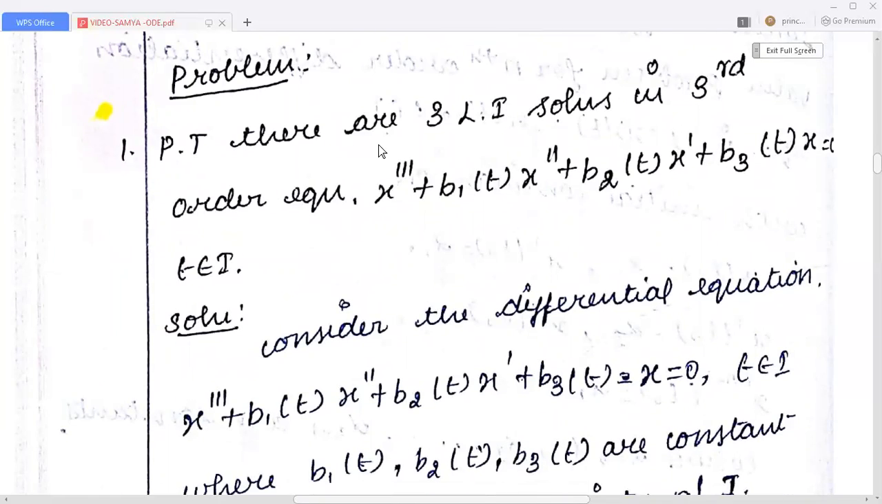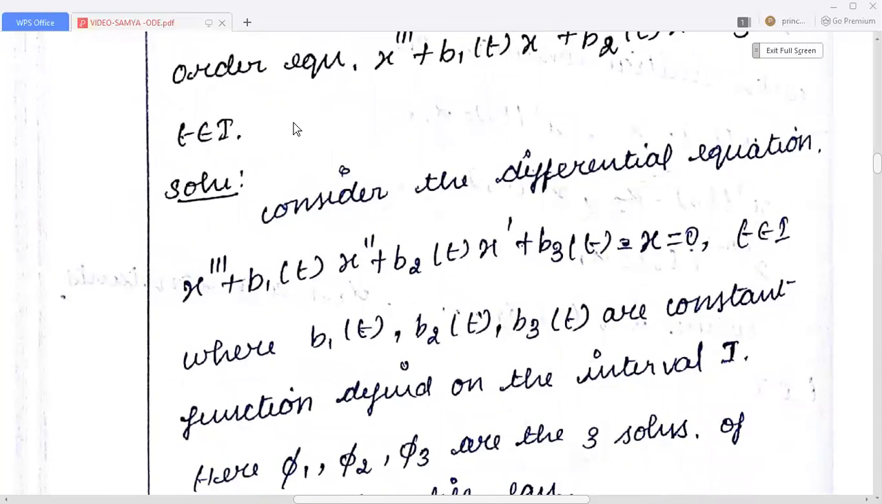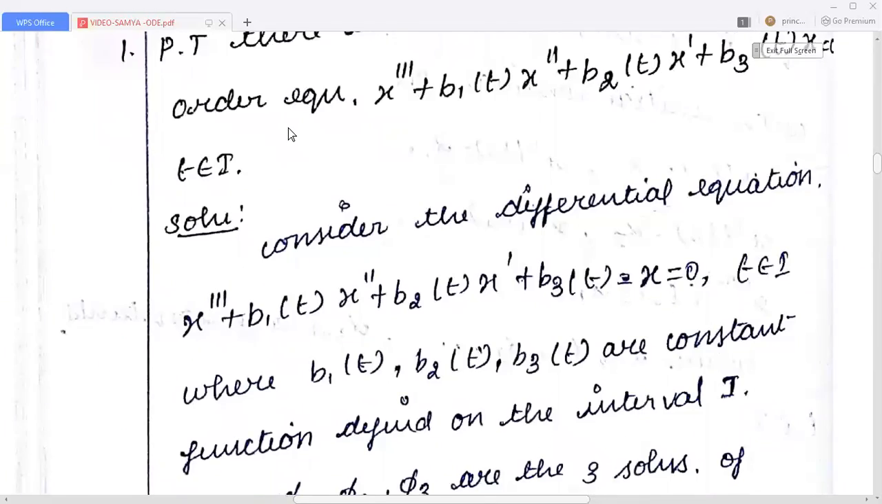Problem number 1. Prove that there are 3 linearly independent solutions in the third order equation x triple dash plus b1 of t into x double dash plus b2 of t into x dash plus b3 of t into x equal to 0, where t is a point in the interval I. Now we write the solution.